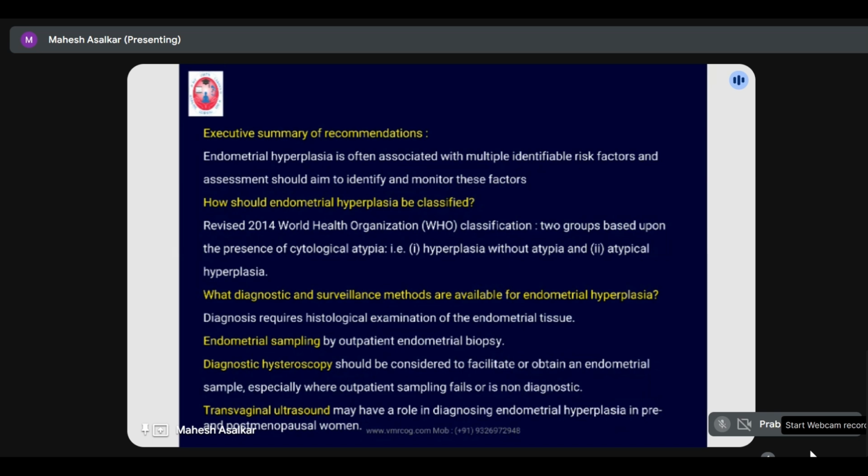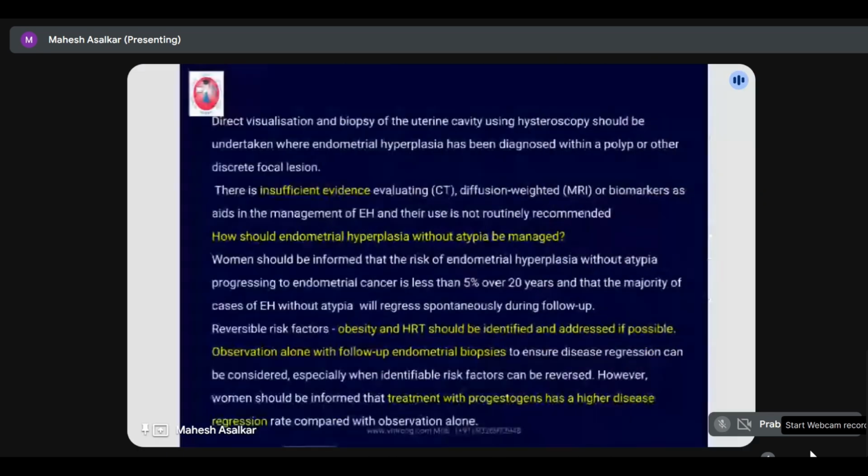So endometrial sampling is the preferred method on an OPD basis. If the endometrial sampling fails or is non-diagnostic, then diagnostic hysteroscopy should be considered to facilitate or obtain an endometrial sample. Next, transvaginal ultrasound may have a role in diagnosing endometrial hyperplasia in pre and postmenopausal women. But it is a histopathological diagnosis, so ultimately it comes to endometrial sampling.